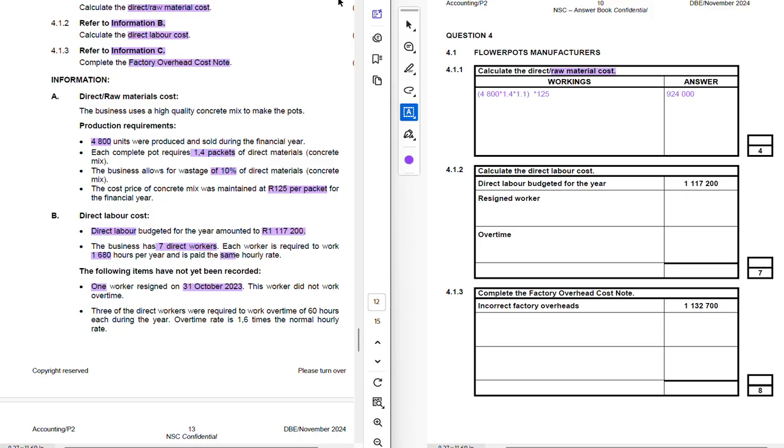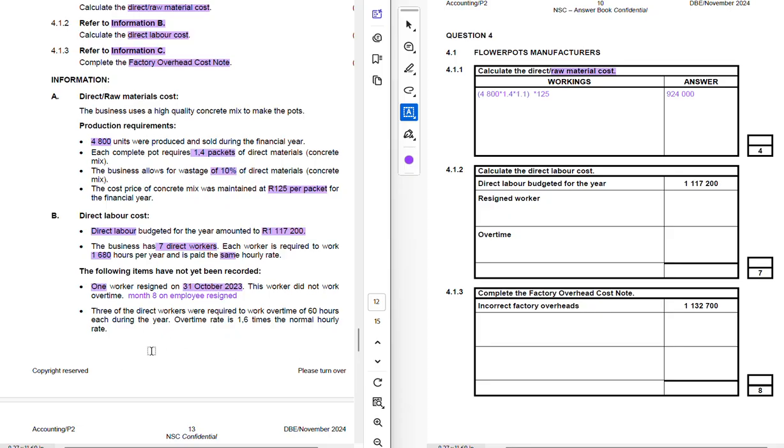So in month 8, we lost one of the employees. We need to document that month 8, one employee resigned. So we know in month 8 we lost one employee because one employee resigned. 3 of the direct workers were required to work overtime of 60 hours each during the year. The overtime rate is 1.6 times the normal hourly rate.